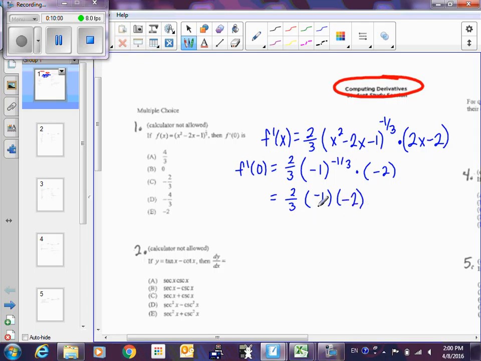All right, so what do these numbers multiply out to be? Yeah, positive 4/3. We have two negatives. 2 times 2 is 4. So the answer is A. All right. Turn to number 11.